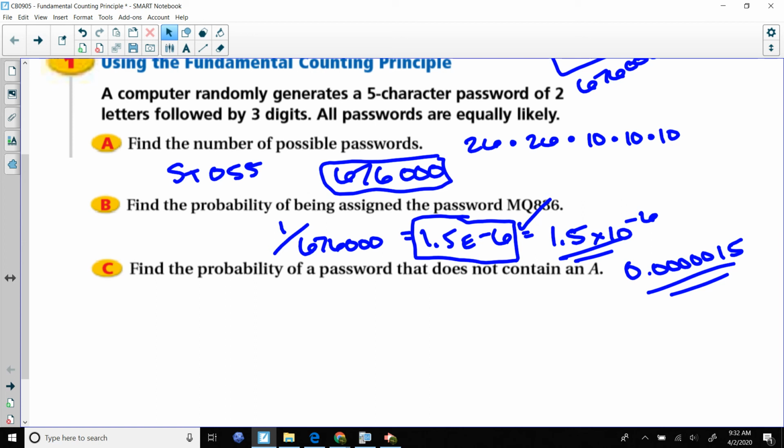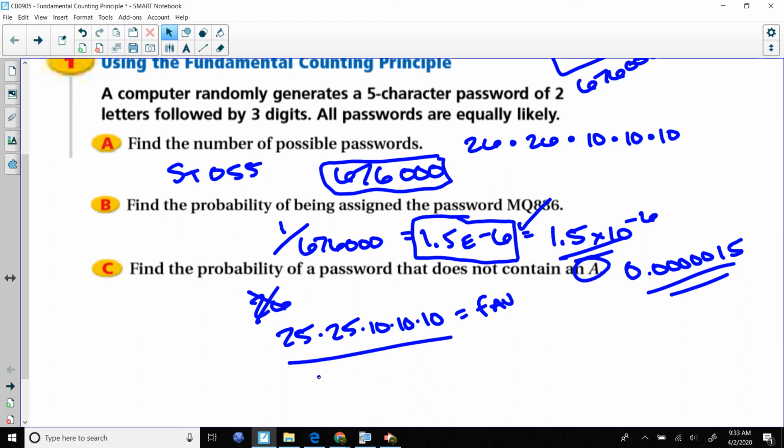The last part of this particular example is going to be find the probability of a password that doesn't have an A in it. Well, if I'm missing an A, that means I don't have 26 letters. I have 25 letters. So 25 times 25 times all the numbers, so 10 times 10 times 10, is going to give me my favorable response. That's what I expect to happen. It's just all the letters without the A. And then I want to divide that by the total, which we already know to be 676,000.